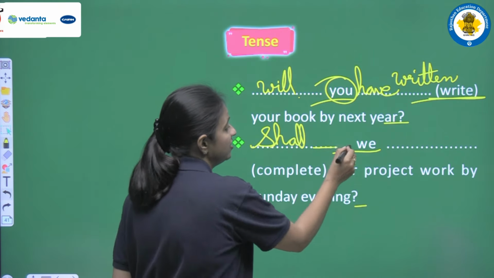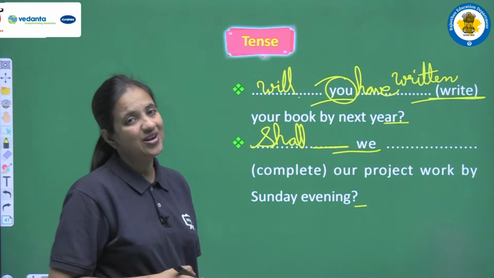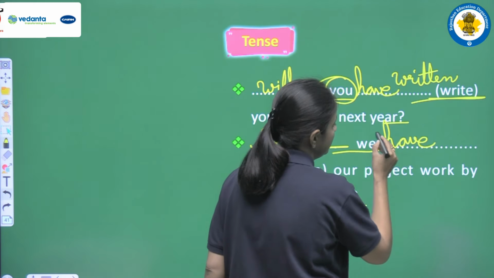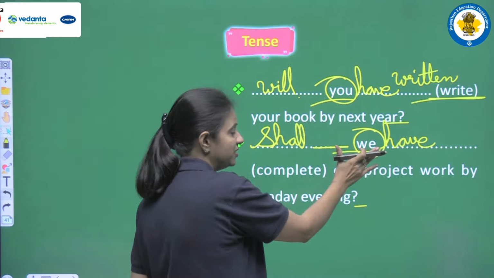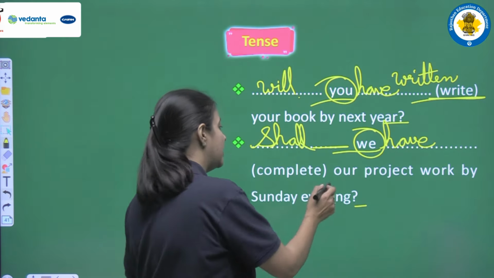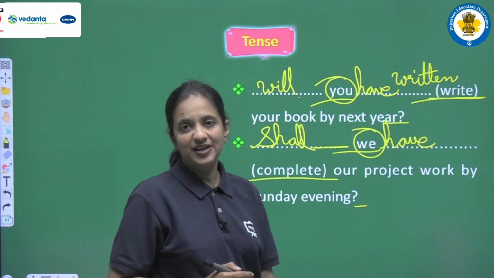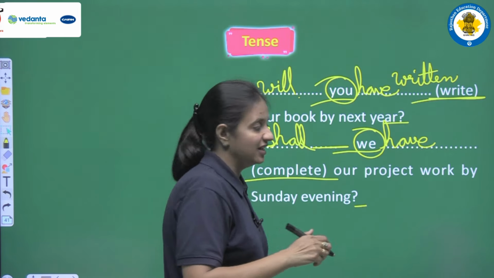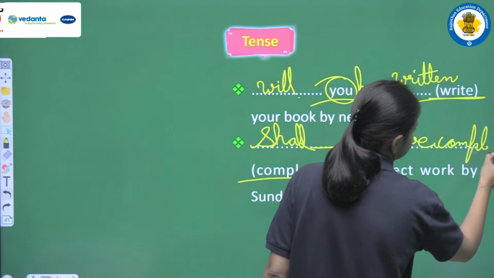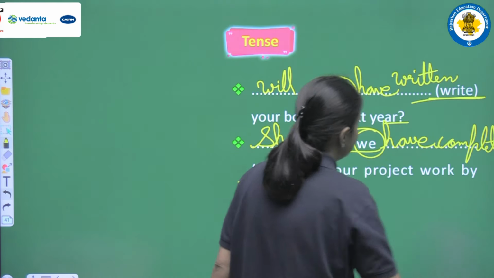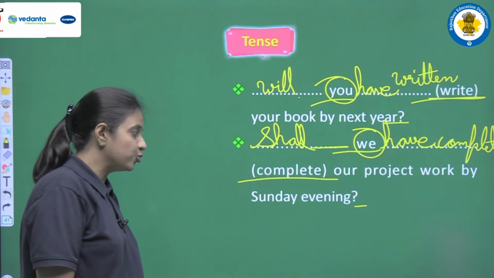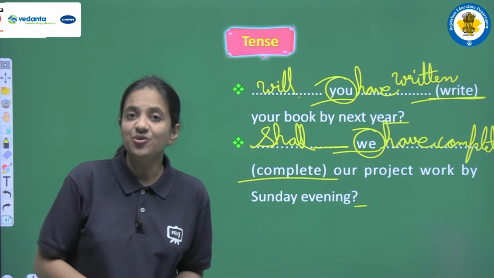but we won't write have here. We have to write have here after the subject, because we is our subject and it will be there in between shall and have. Clear? As a main verb we are having complete. So the third form of complete is completed. And our sentence will be, shall we have completed our project work by Sunday evening?